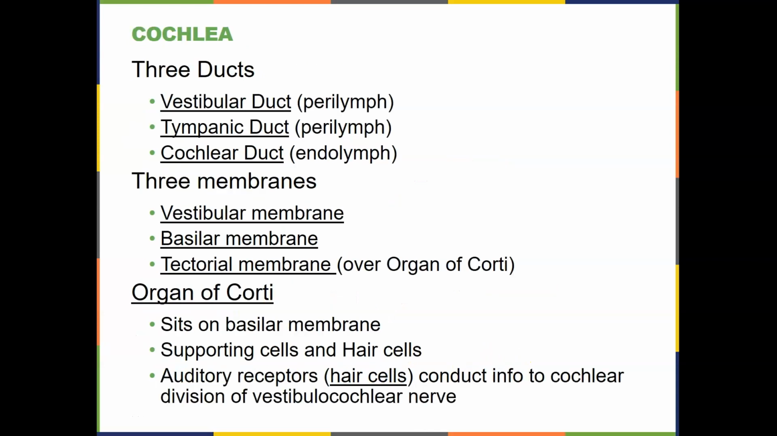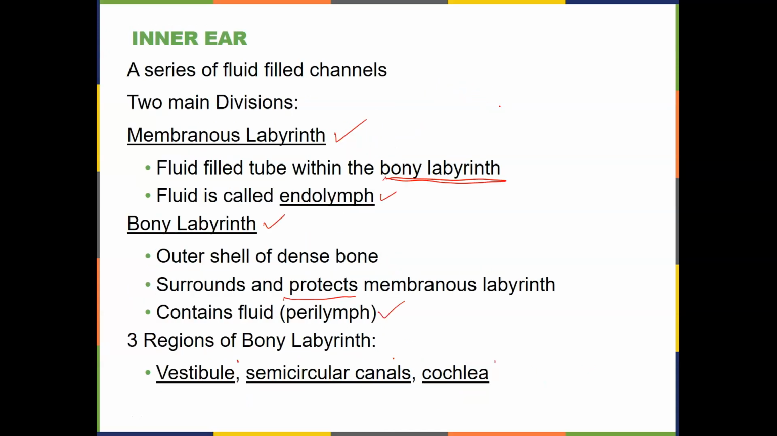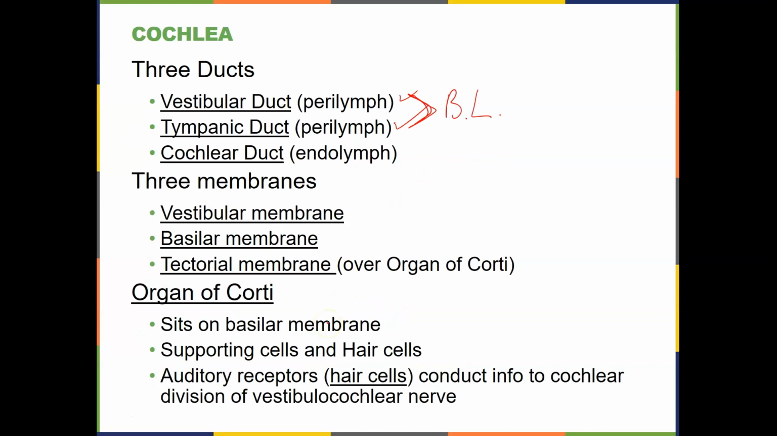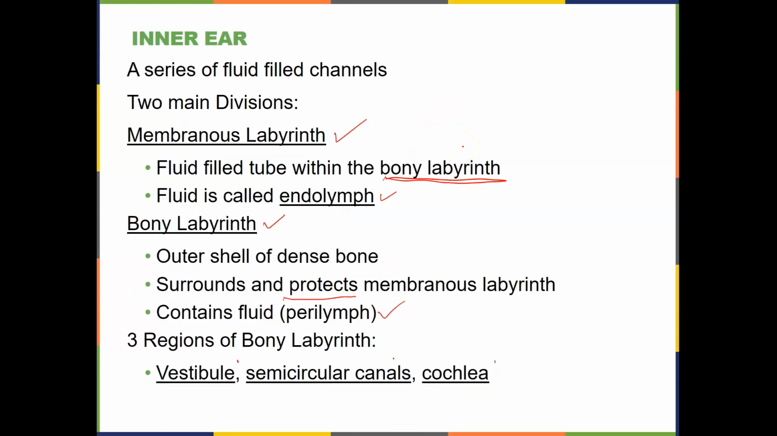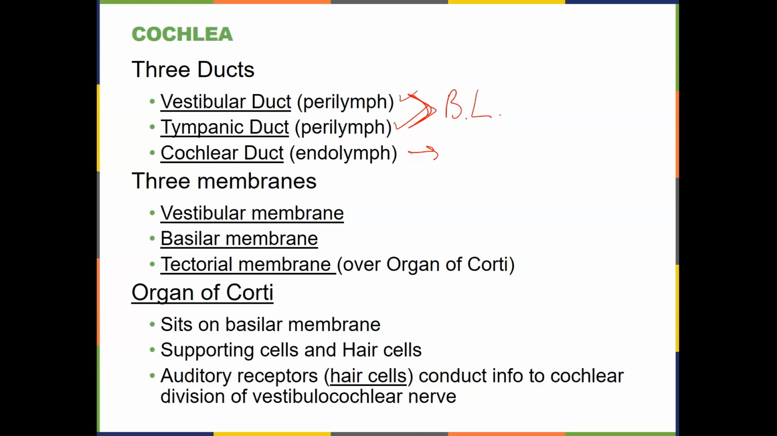So let's talk about the ducts in the cochlea. We're going to start at the hearing part. You have the vestibular duct, which has perilymph, which is a part of the bony labyrinth. The tympanic duct, perilymph again. Bony labyrinth, okay, BL. Right? So if we come back here, see the bony labyrinth has perilymph. Cochlear duct, endolymph, right? Come back here. Membranous labyrinth, ML.